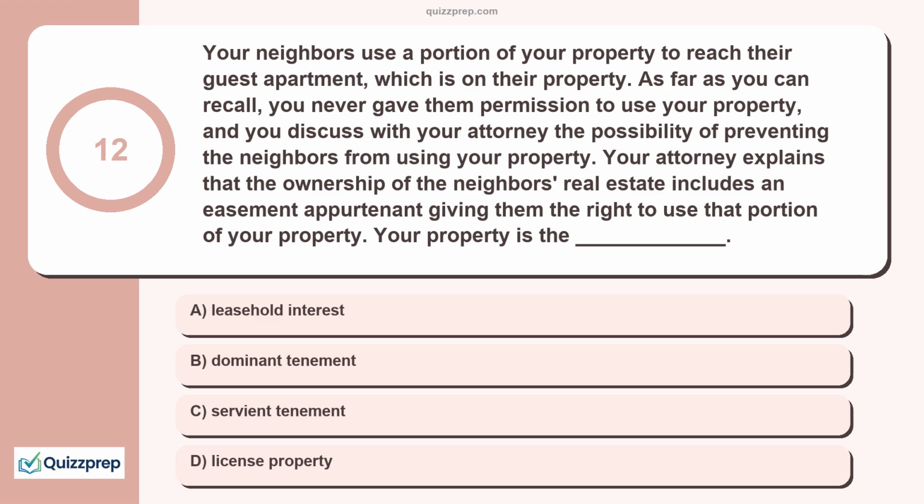Question 12. Your neighbors use a portion of your property to reach their guest apartment, which is on their property. As far as you can recall, you never gave them permission to use your property, and you discuss with your attorney the possibility of preventing the neighbors from using your property. Your attorney explains that the ownership of the neighbor's real estate includes an easement appurtenant giving them the right to use that portion of your property. Your property is the: leasehold interest, dominant tenement, servient tenement, license property.